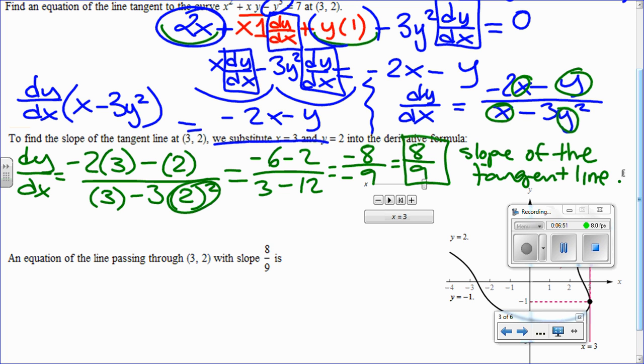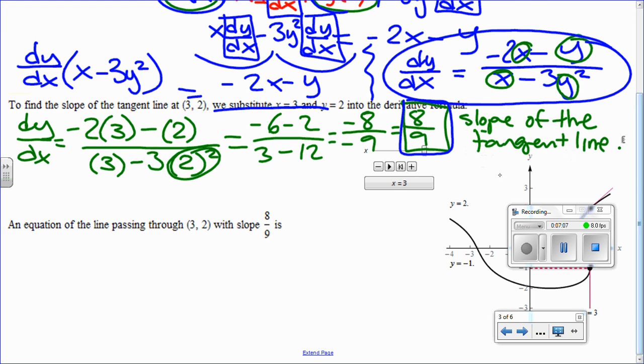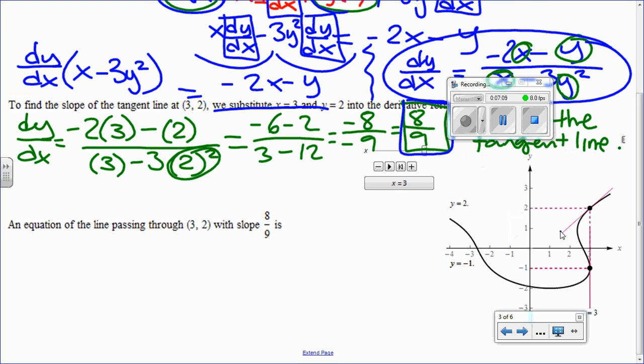Okay, so let's retrace our steps. The one here is the equation that gives us the derivative dy/dx. This one is the number that gives us the slope of the tangent line. And then what we're going to find next is the actual equation of the line that you could see drawn right here. That's the equation we're going to be finding, okay? All we know so far is that the slope is positive and it's 8 over 9.